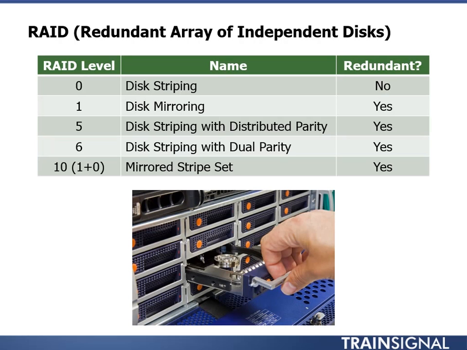RAID 10, it's really 1 plus 0. It's mirroring and striping at the same time. So if you had 4 drives, you'd get the storage capacity of 2 drives. You basically stripe your data across 2 drives and then mirror that RAID 0 array. It provides improved performance with the 100% redundancy of disk mirroring. With RAID 10, you can lose half the drives in the array and it will continue working. And there can be a performance hit as you're writing data, but performance is great while you're reading it.